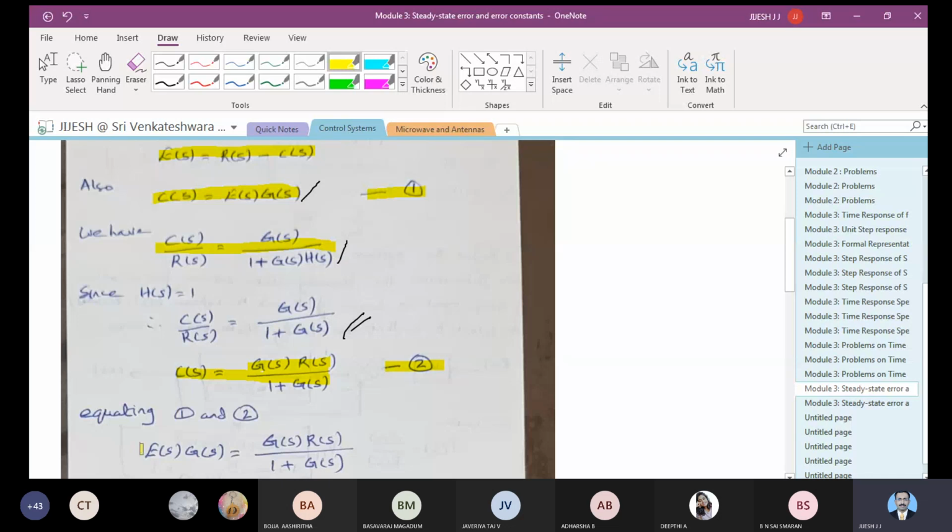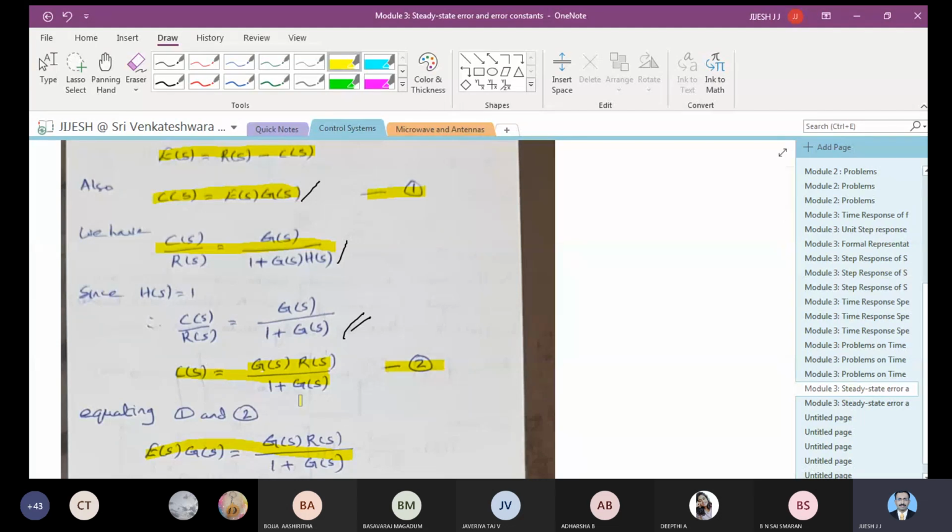Is it clear for everyone? So you complete it. Till here, what you have done is just equating equation 1 and equation 2. Because both are C of s, you can say that E of s G of s is equal to G of s R of s divided by 1 plus G of s. All of you got it till there? Yes, sir. Okay, you can complete till there.